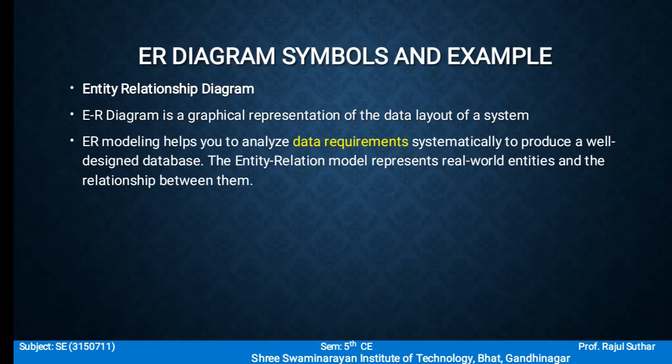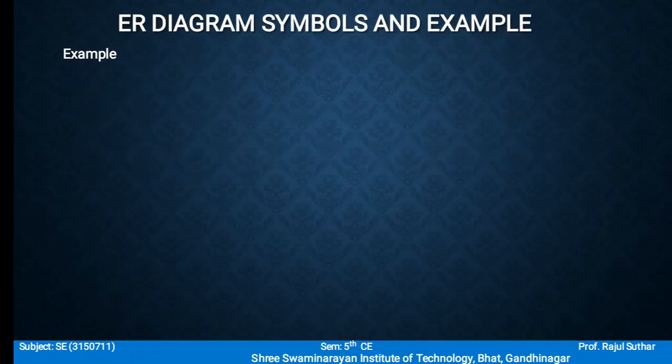ER modeling helps you analyze the data requirement systematically to produce a well defined data structure, as well as a well designed data structure. The entity relationship model represents the real world entity and the relationship between them. So let me show some examples of entity relationship diagram. We start with the ER diagram, and each and every symbol we have explained here.